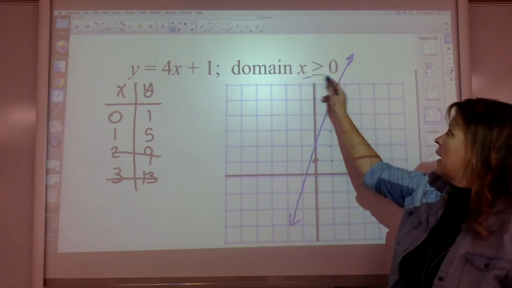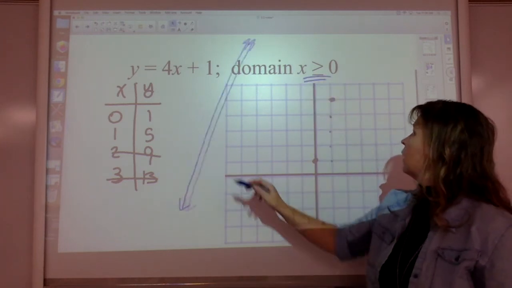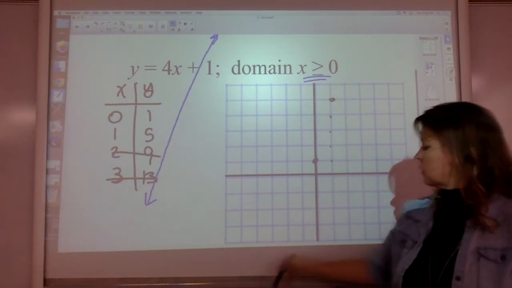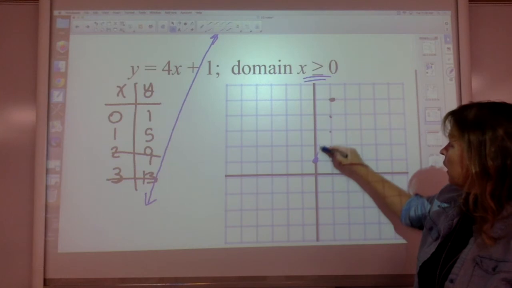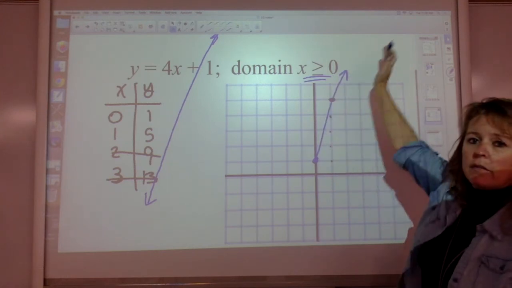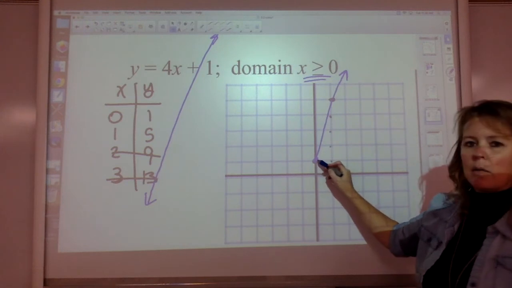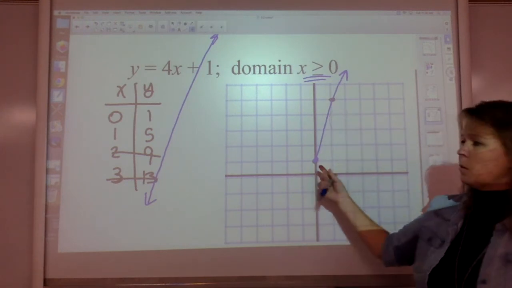The domain says we have to stay at 0 and bigger than 0. So when you draw your line, it has to start here and go through this point. You can put an arrow on this end because it can go on infinitely that way. It cannot go backwards. And think of that. There's a lot of times that we're going to use this graph.